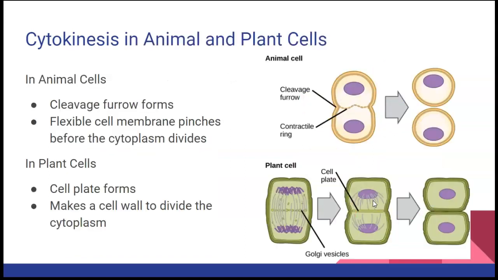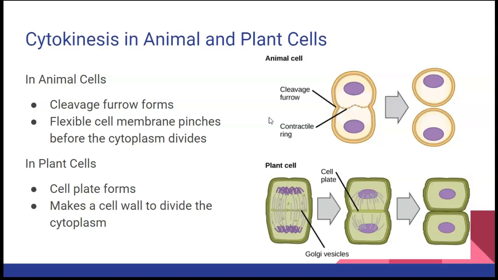Now, cytokinesis is different in animal cells and plant cells because there are different organelles in animal and plant cells. So in animal cells, because there's just a cell membrane around the cell, what's called a cleavage furrow forms, and basically it's the cell membrane, and it starts to pinch in and keep pinching in across these two cells, and eventually it will pinch itself off, and so then it will form your two new cells, but it's because the cell membrane is so flexible that it's able to do that.